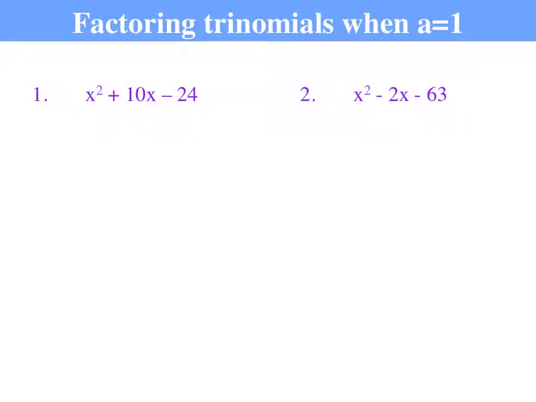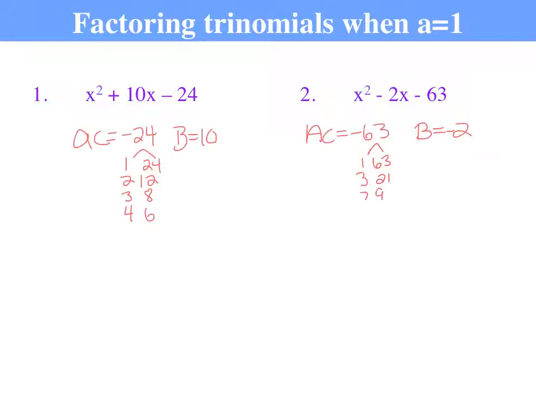If you want, you can pause and see if you remember how to do them, and then press play when you're ready to check. So for the first example, because negative 24 is a times c, and that's a negative, you're looking for factors that are going to have opposite signs to give you that positive 10. So if we have opposite signs, we're really going to be subtracting. So there's two combinations here that actually make 10, but the 4 and the 6 would add to 10.